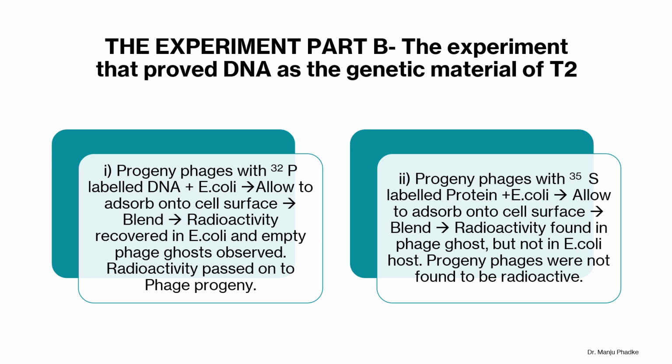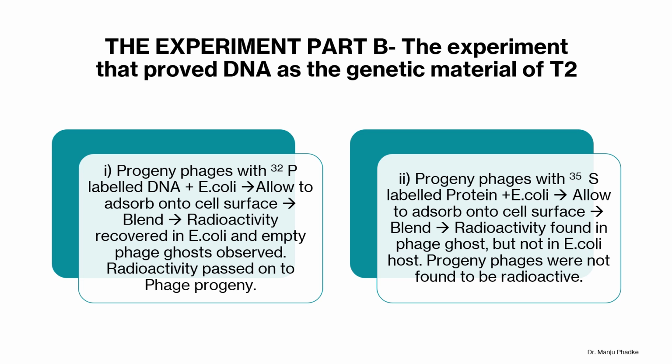The labeled phage DNA had entered the cell as part of the lytic cycle and the radioactivity was seen in the host cell. And upon completion of the lytic cycle, all the progeny phages had radiolabeled phosphorus in the DNA. And the phage ghosts which were on the cell surface did not show any radioactivity.